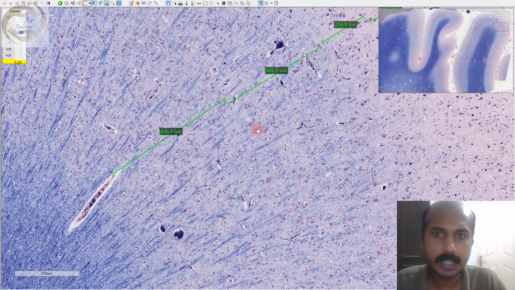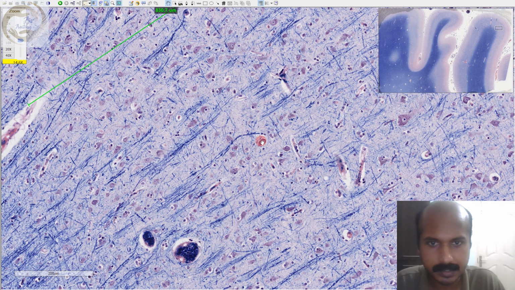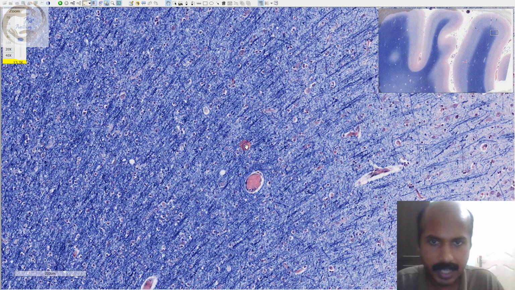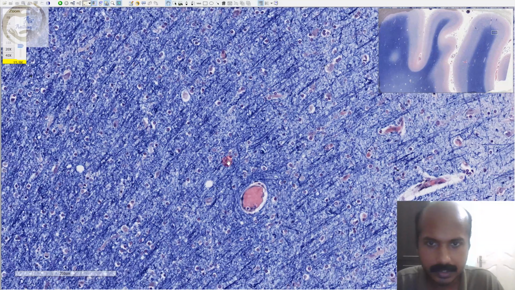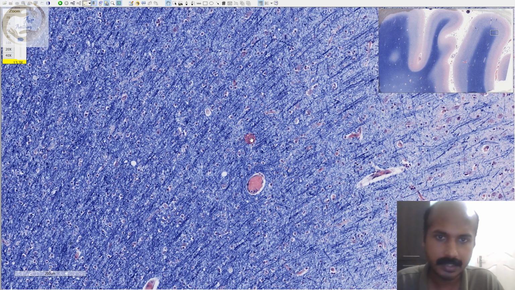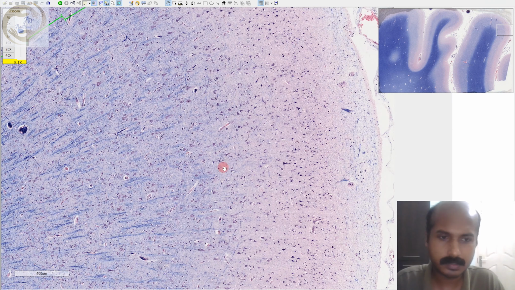Deep to that you can see the polymorphous layer, which contains differently shaped cells. Deep to that you can see the white matter. If I zoom into the white matter, you can see the axons as well as nuclei. These nuclei should be the glial cells that are going to myelinate these axons. So that is the arrangement of the cerebral cortex.